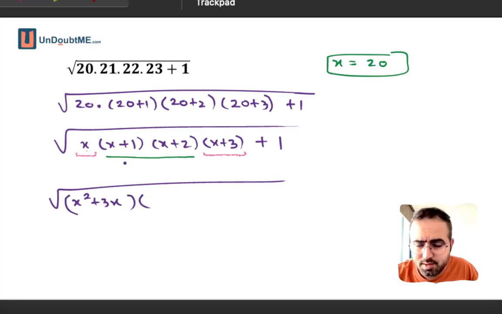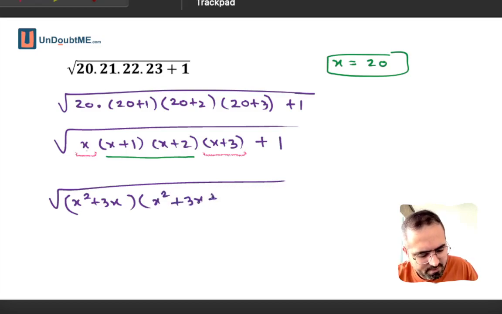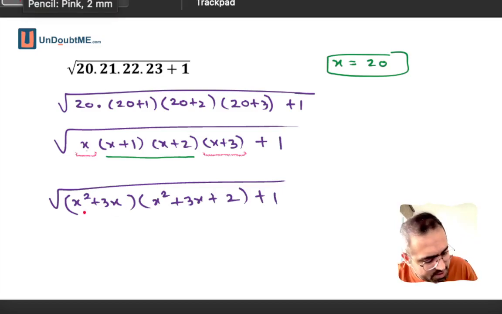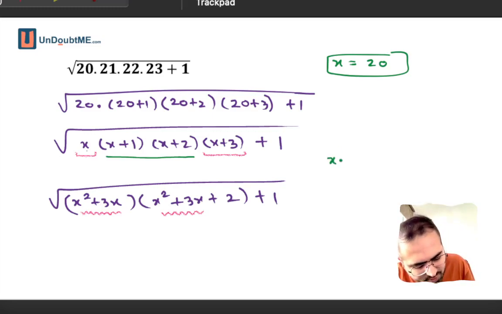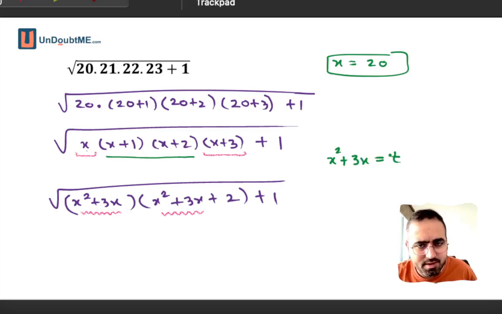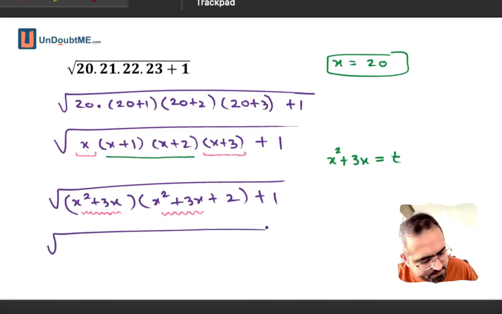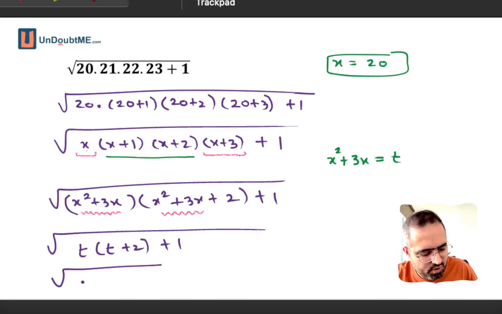While if I go with the multiplication of those 2 middle terms, I will get x square plus 2x plus 1x, that is 3x, plus 1 times 2 is 2 plus 1 as it is. Now there is a very interesting observation over here, which is I am getting x square plus 3x once again. So my next step will be, I will assume x square plus 3x is equal to t. Now this will be replaced by t, so I will be getting t times t plus 2 plus 1, and when I solve it, it will be t square plus 2t plus 1.